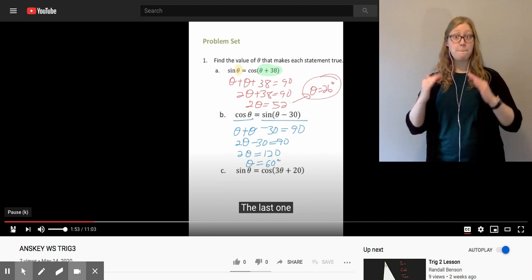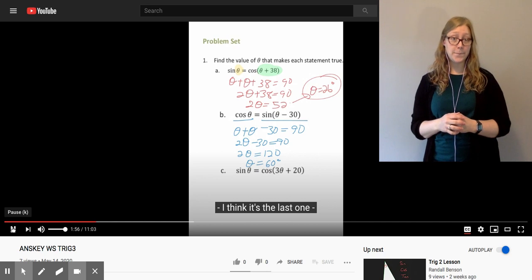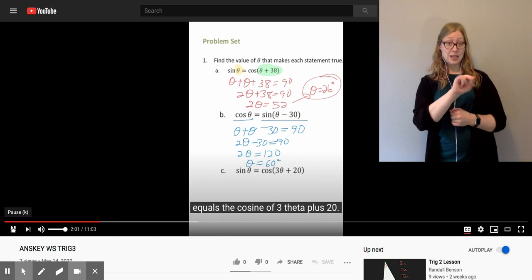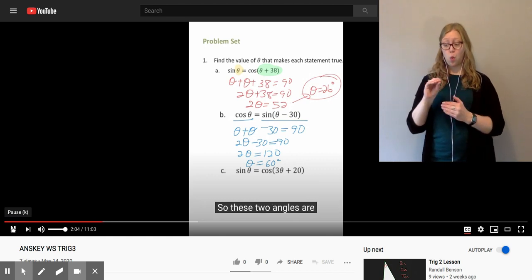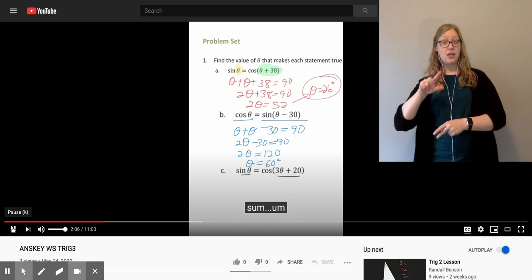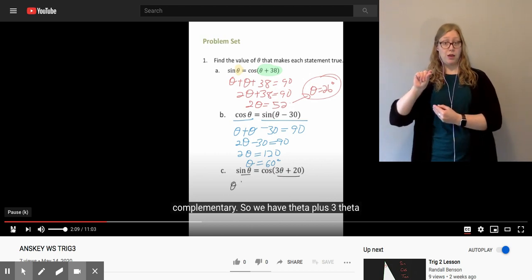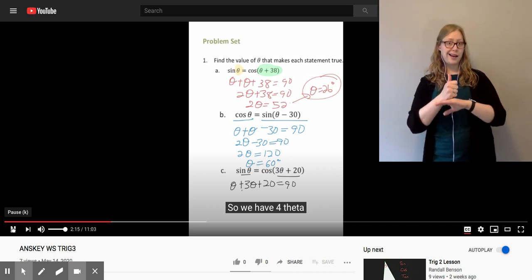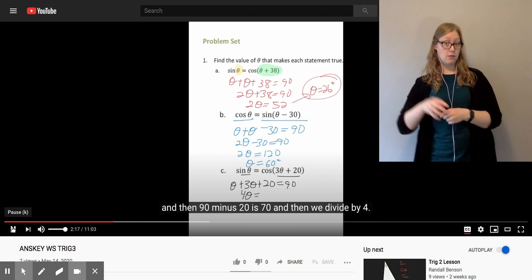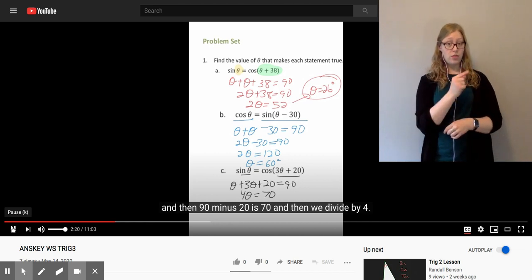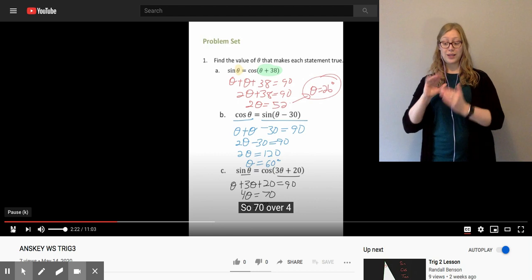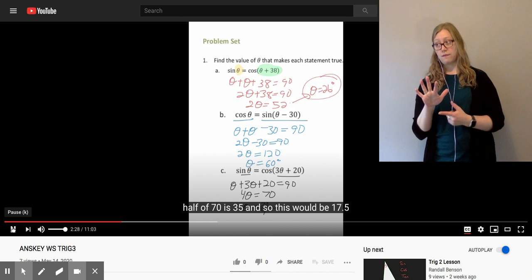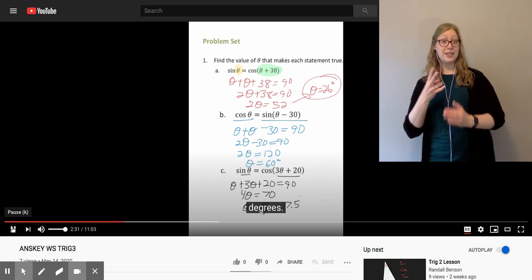The last one, I think it's the last one, is the sine of theta equals the cosine of 3 theta plus 20. So these two angles are complementary. So we have theta plus 3 theta plus 20 has to equal 90. So we have 4 theta, and then the 90 minus 20 is 70, and then we divide by 4. So 70 over 4. Half of 70 is 35, and so this would be 17.5 degrees.